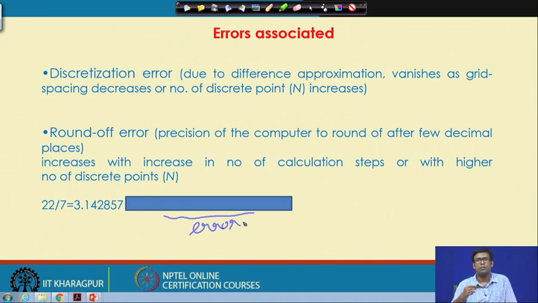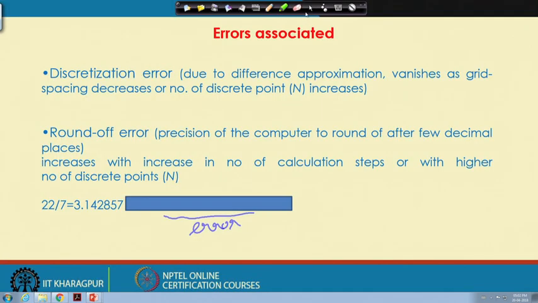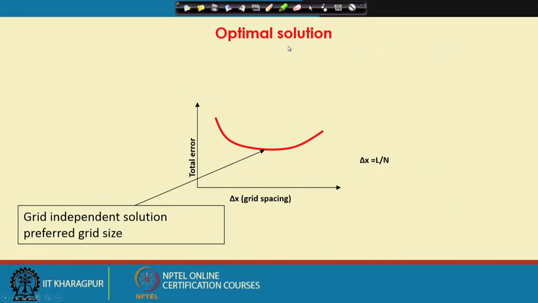Now, as the number of points increases, at each point I am doing some roundoff error. In any calculation, any division, multiplication, I am bound to do some roundoff error. So, whenever I have a large number of points, with a roundoff error at each point, the total roundoff error increases. So, discretization error reduces with an increase in the number of points, while roundoff error increases with an increase in the number of points. So, we go to an interesting situation, that is total error.